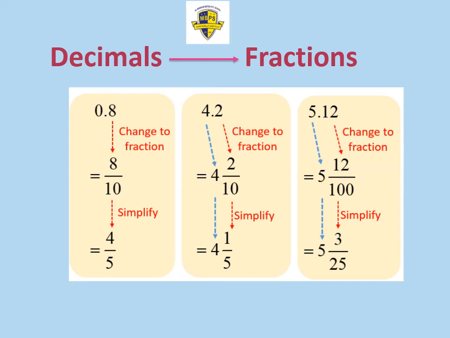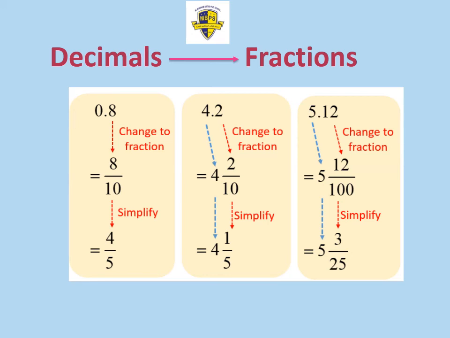Now 4.2, 4 and 2 tenths. Again, 2 in the 10th place, so the denominator is 10. 2 out of 10. And 4, put it in the whole number place. So 4 and 2 out of 10. You can simplify it. Divide by 2, 4 and 1 out of 5.